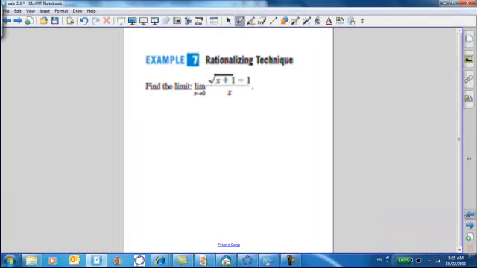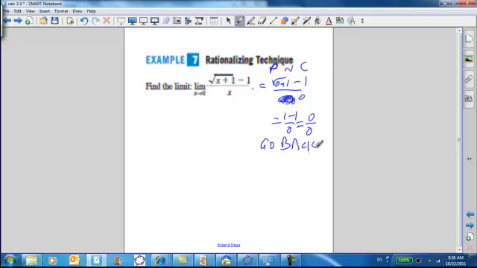Now here's the rationalizing technique, probably the trickiest one. If we put 0 in, notice if you just try and plug and chug, PNC, plug and chug, you get square root of 0 plus 1 minus 1 over 0. Still, that's 1 minus 1 over 0, that's 0 over 0, that's the indeterminate form. Go back and try and think of something algebraic. Now this thing does not factor, square root of x plus 1 minus 1. So we do this little trick for the limit as x goes to 0 of the square root of x plus 1 minus 1 over x.